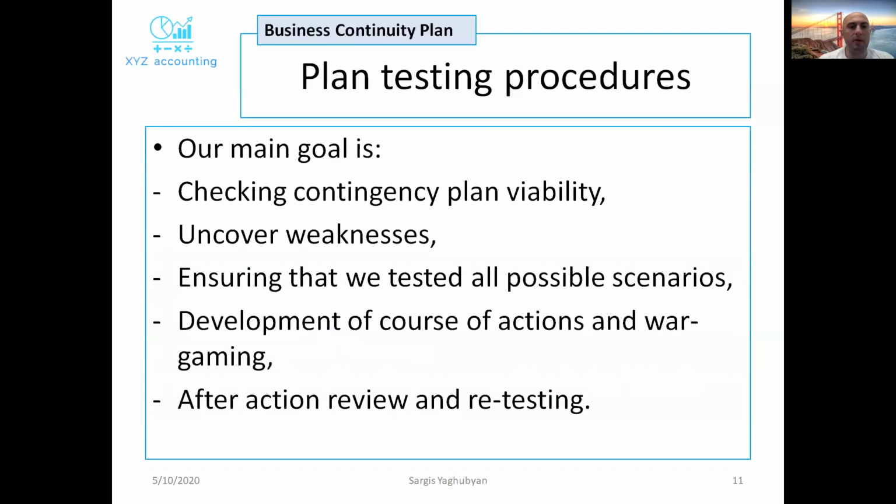And also after the action review, we dedicate a good portion of time to this section, and also to retesting, which helps us ensure that the vulnerability or issue that we found is fixed.